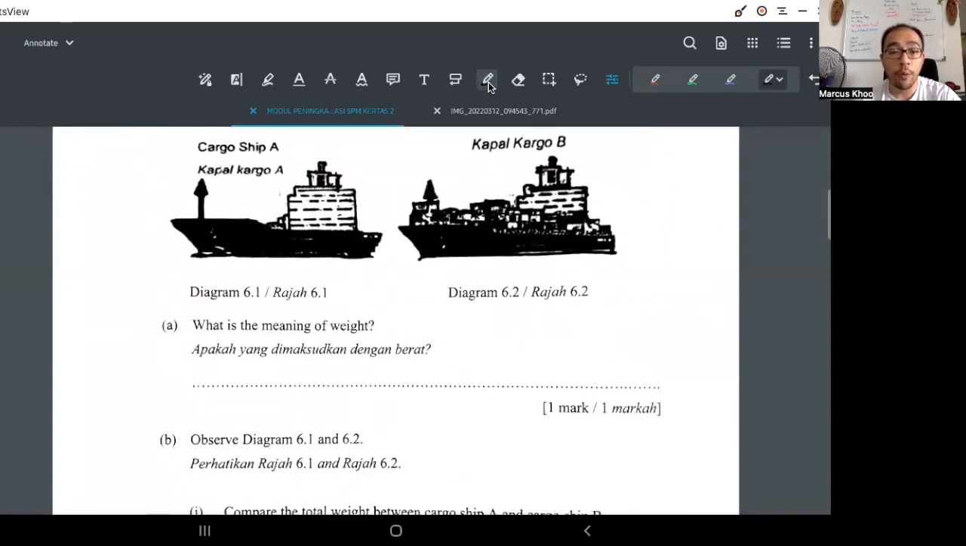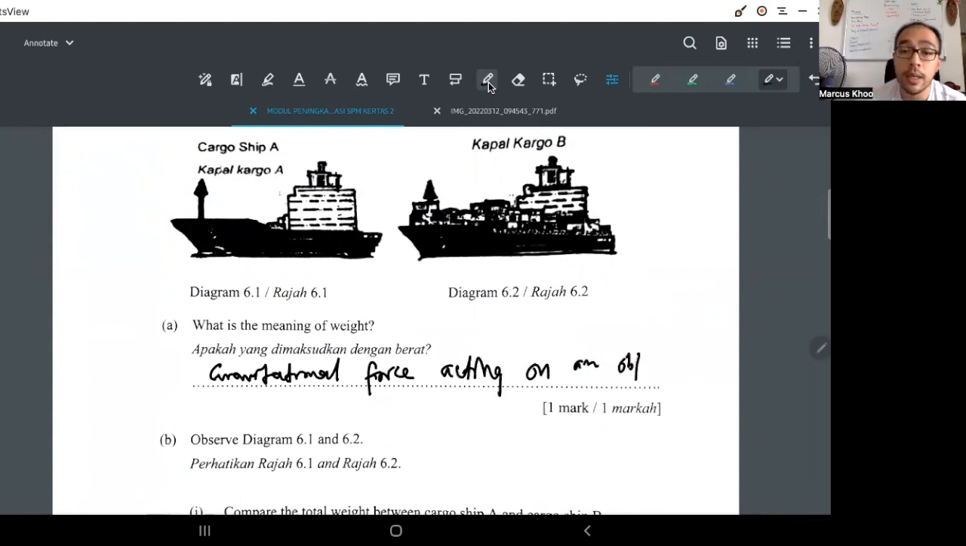So what is the meaning of weight? Okay, last kan. Terus the weight. Okay, so the weight is the gravitational force acting on an object. Okay, the gravitational force acting on an object is also known as the weight.